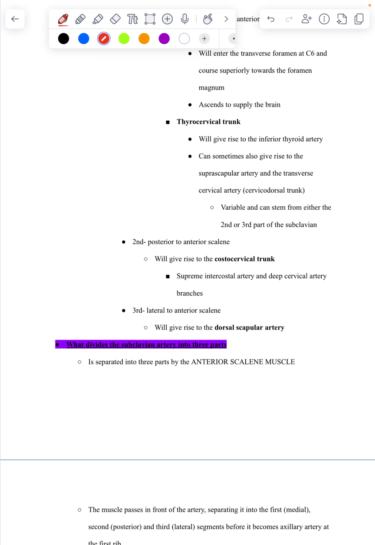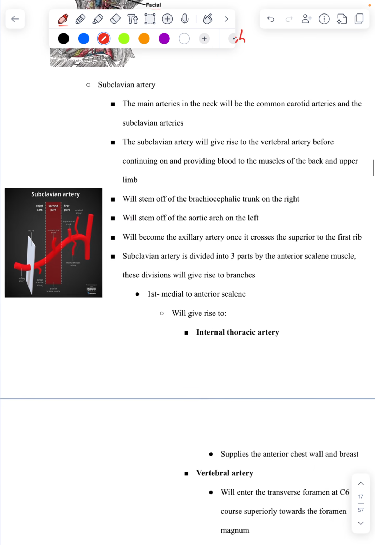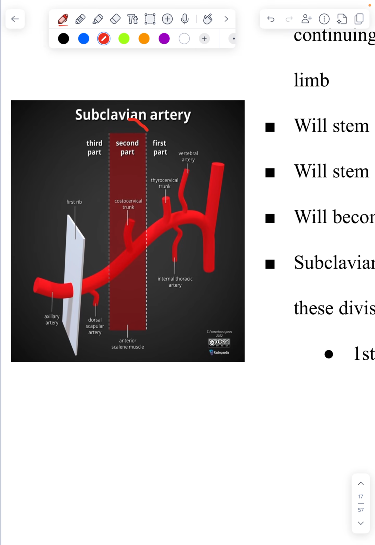So what separates the subclavian artery into three parts is your anterior scalene muscle. So if you look at this picture, this imaginary red thing, all the way here is your anterior scalene. So posterior to it is going to be your costocervical trunk. Medial to it are these three branches, and that's your first part. And then lateral to it is going to be your dorsal scapular artery.